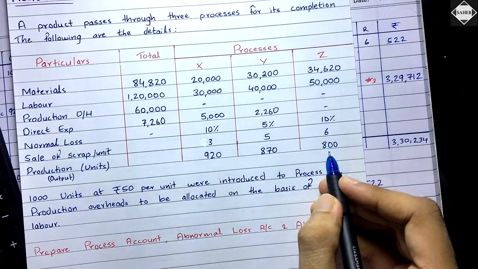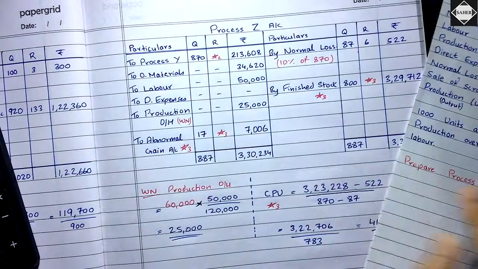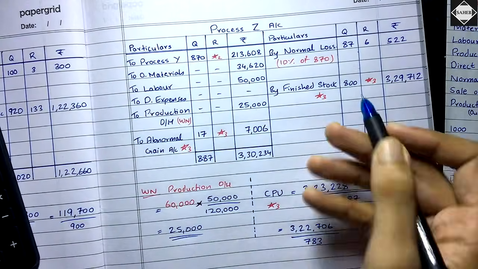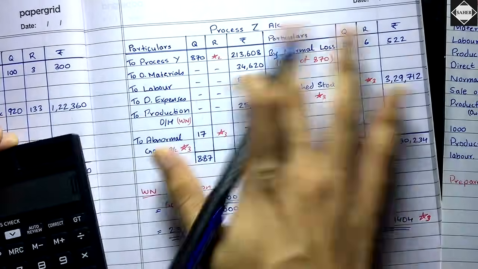And the finished stock is given over here. See here, the output 800. Fine, so take that 800. Now what you have to do, you have to compare that output with what? With the expected output. Yes.